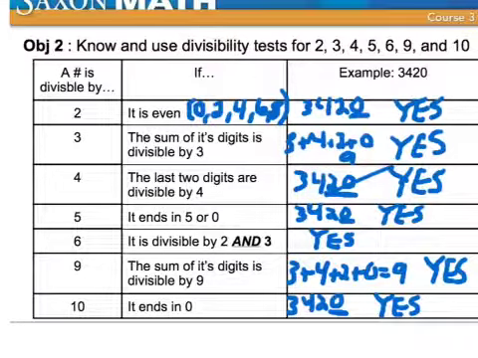Now notice I have tests for 2, 3, 4, 5, 6. I don't have one for 7. I don't have one for 8. But if we want to know if a number is divisible by 7 or 8, we can just take 3,420 divided by 7. There's no real test for those ones. There is a test for 8, but it's a little more complicated. And other than that, you can check numbers like 11 and stuff like that.